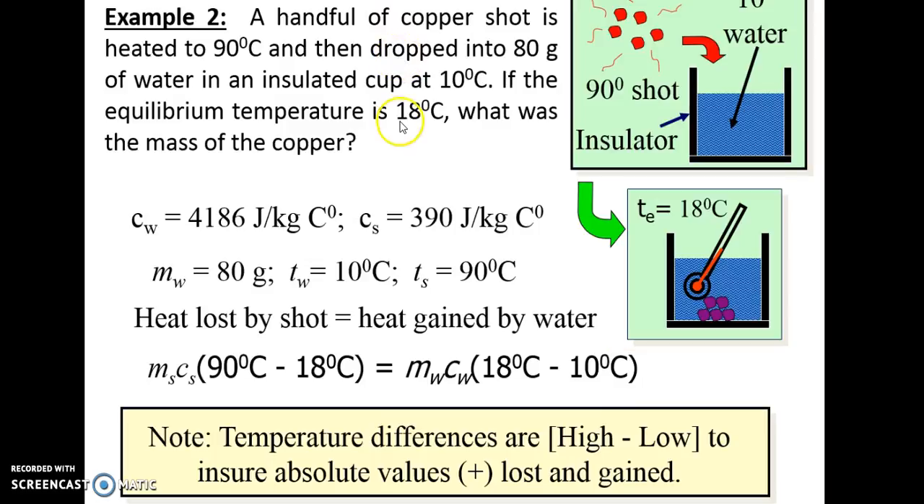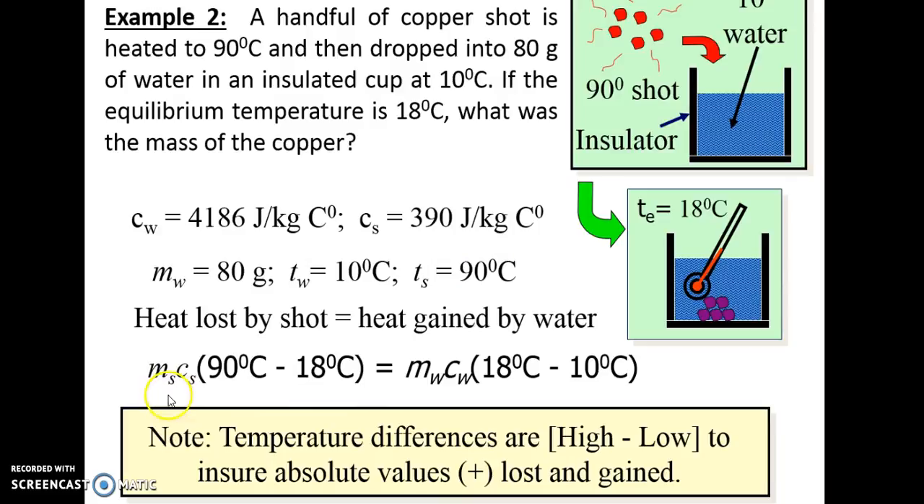So a handful of copper shot is heated to 90 degrees centigrade and then dropped into 80 grams of water in an insulated cup at 10 degrees centigrade. If the equilibrium temperature is 18 degrees centigrade, what was the mass of the copper? So we are dealing with specific heat of water, specific heat of copper. Okay, so we have the shot right here and then that. The mass of the water was 80 grams. The temperature of water was 10 to start, and the starting temperature of the shot was 90 degrees.